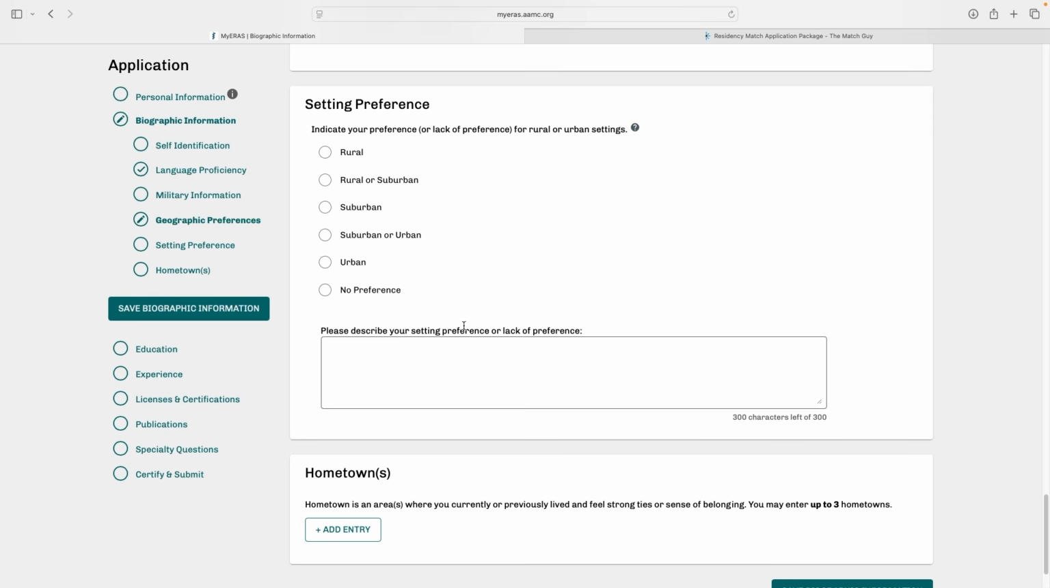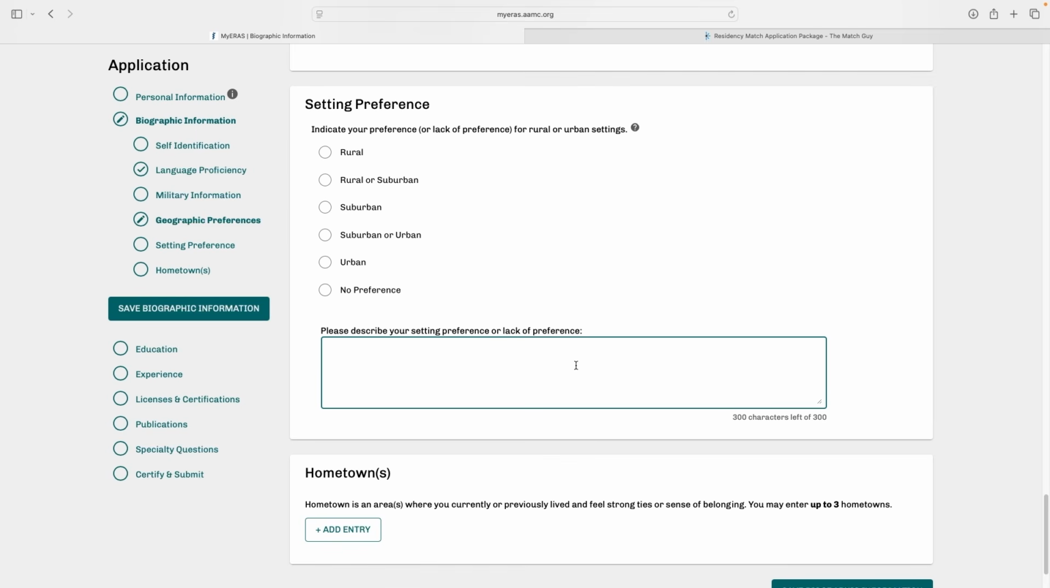So if you are someone who loves to serve in rural communities, underdeveloped areas, you might want to pick rural, because programs that are rural will be more likely to accept you, versus academic programs, big research funding, and big cities, where you will be likely to pick urban. And also describe the setting preference or lack of preference.